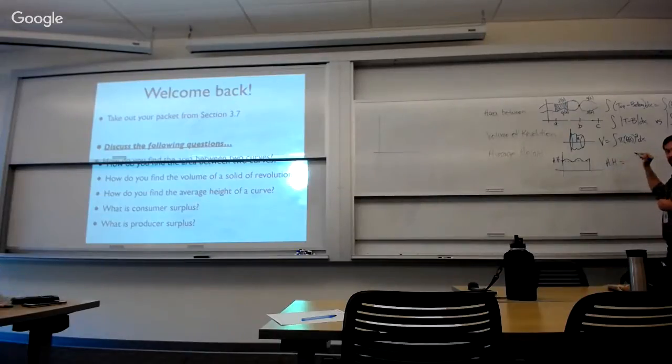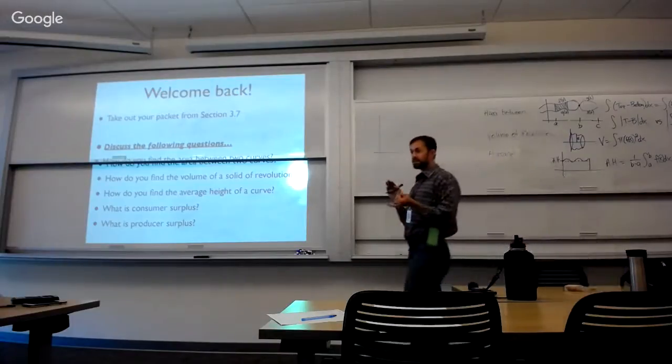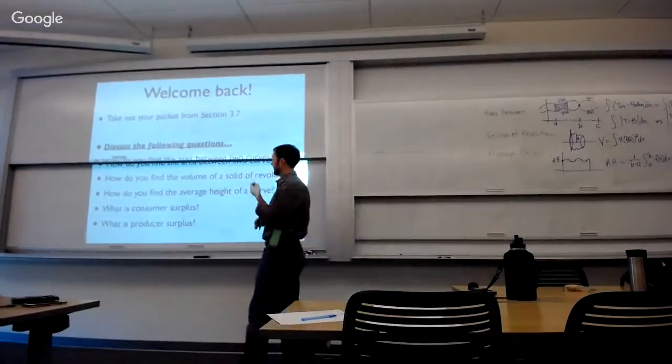Different person? 1 over b minus a. Yeah, 1 over b minus a times the integral from a to b, just the normal f of x dx. So this is probably the nicest formula so far, because that's just the normal integral formula, and all you do is multiply times 1 over b minus a. Okay, so we covered quite a bit in terms of our ability to calculate areas, volumes, and average height.